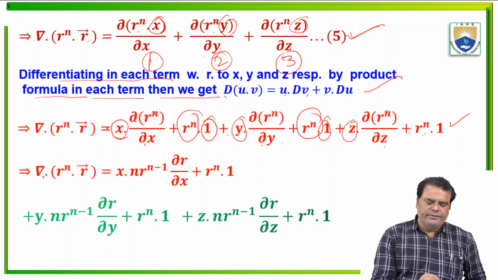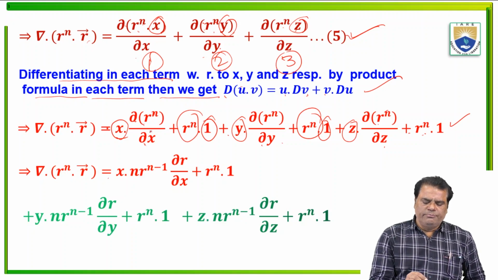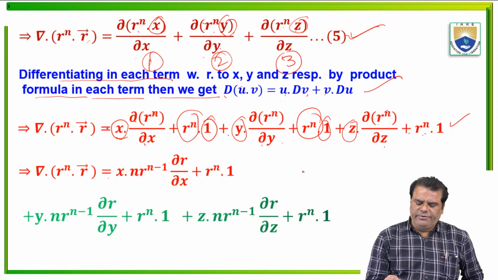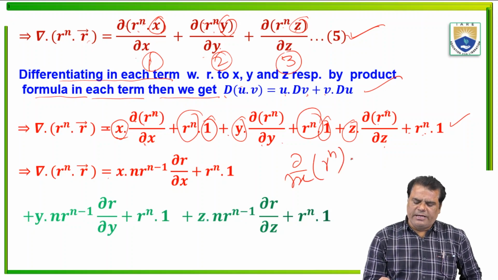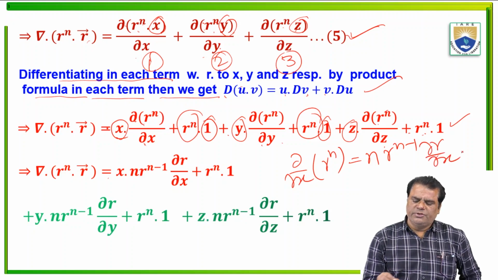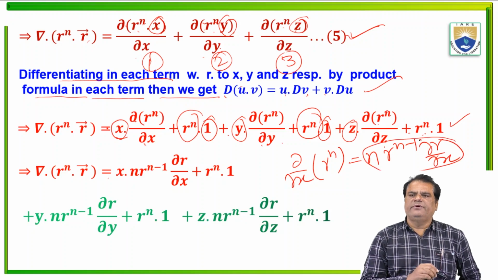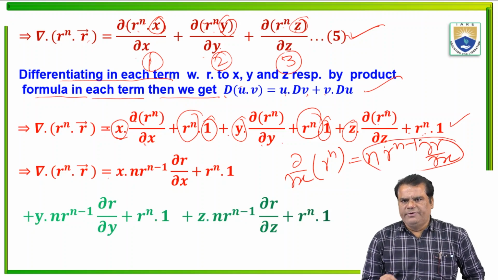So now this equals x times the differentiation of dou over dou x of r to the power n. Here we apply the power formula, n r to the power n minus 1, and again differentiating r with respect to x, so here dou r over dou x. This is the total differentiation of r to the power n with respect to x.